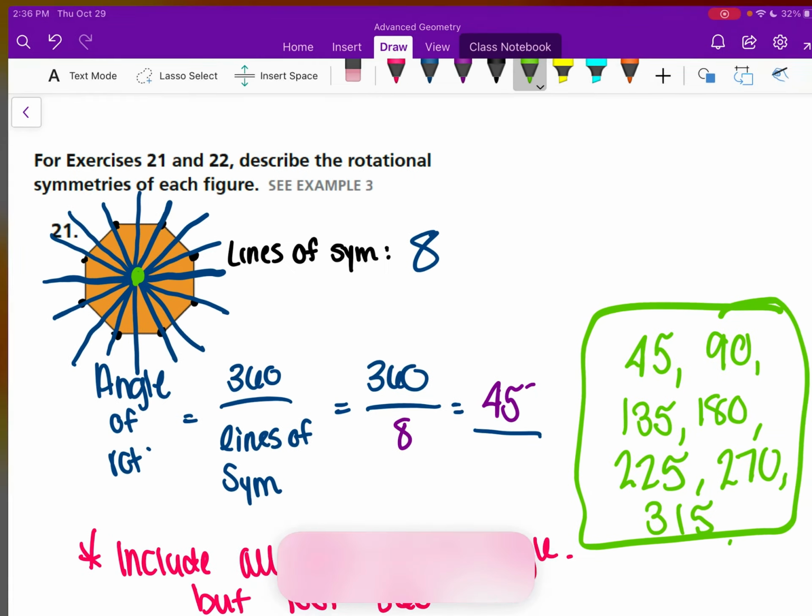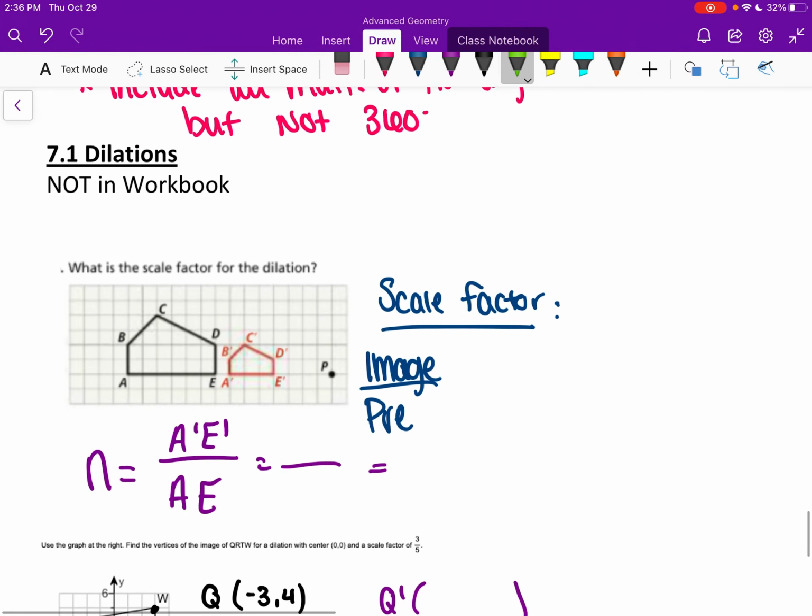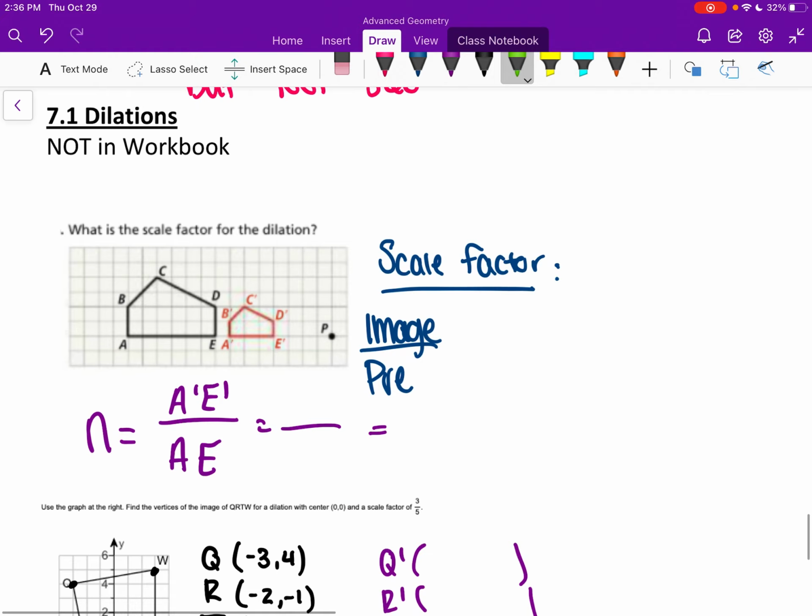The last section we learned is dilations, and that's not in your workbook, but we learned that dilations are either an enlargement or a reduction based on a scale factor. Enlargement, the figure got bigger; reduction, the figure got smaller. This is not a rigid motion because the size changes. And we learned to find the scale factor. It's the ratio of the image divided by the pre-image. So the length of a side of the image divided by a length of the side of the pre-image gives us that scale factor.